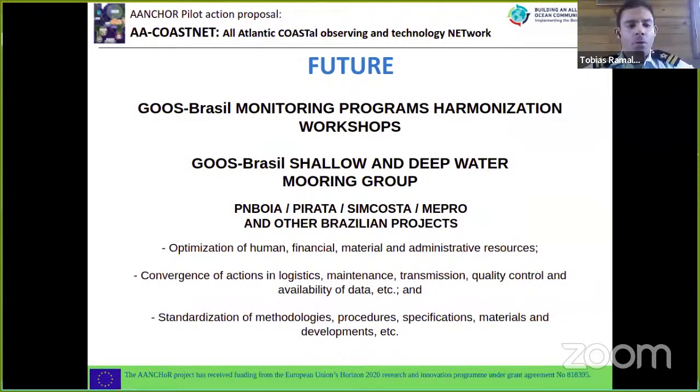And for sure, we want to get closer to the other monitoring programs in Brazil. So I hope that we can have other workshops with Sincosta and MEPRO. And with the creation of the Shallow and Deep Water Mooring Group of GOOS Brazil, together with PNBOIA, PIRATA, Sincosta, MEPRO and other Brazilian projects, I hope that we can optimize the human and financial resources. We can have more convergence of actions, and we can standardize the methodologies and procedures that we use in Brazil.